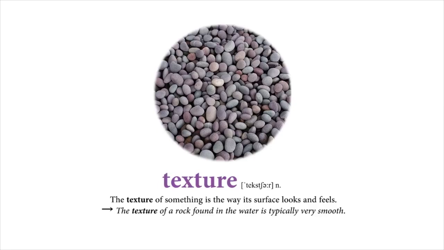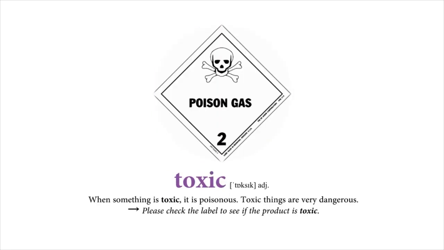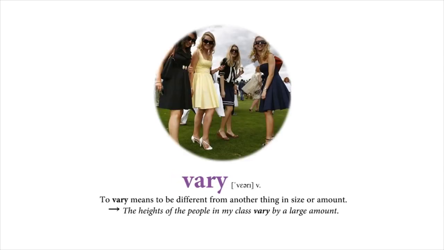Texture. The texture of something is the way its surface looks and feels. The texture of a rock found in the water is typically very smooth. Toxic. When something is toxic, it is poisonous. Toxic things are very dangerous. Please check the label to see if the product is toxic. Vary. To vary means to be different from another thing in size or amount. The heights of the people in my class vary by a large amount.